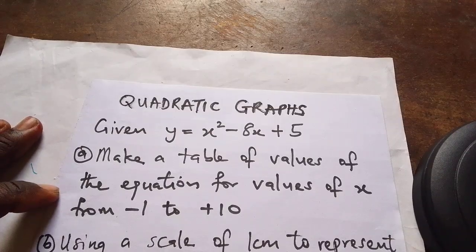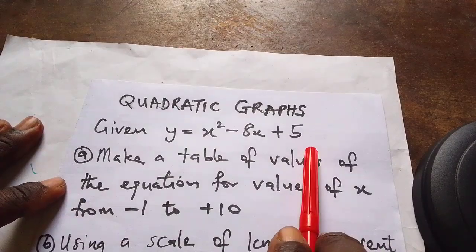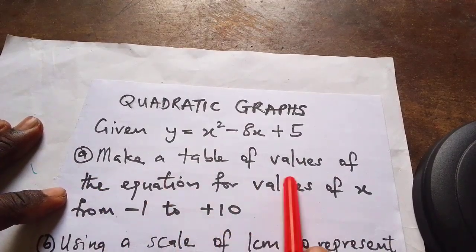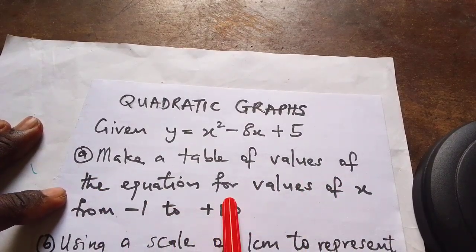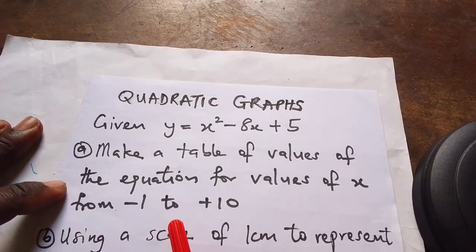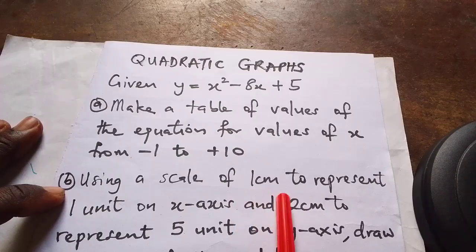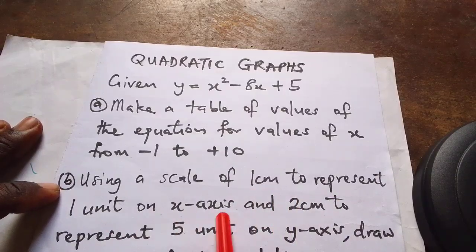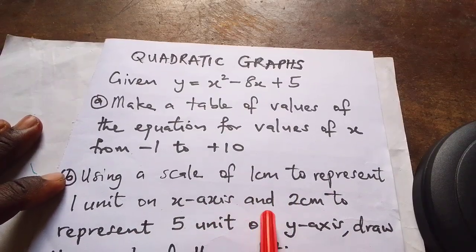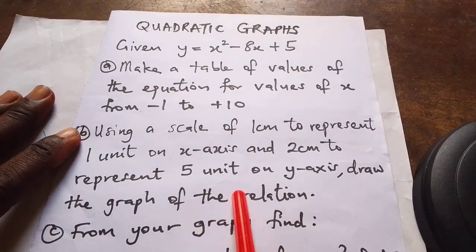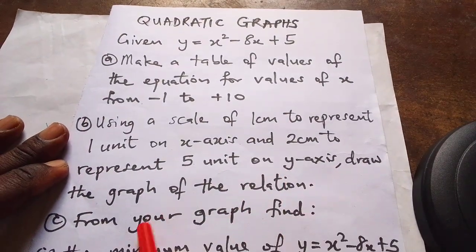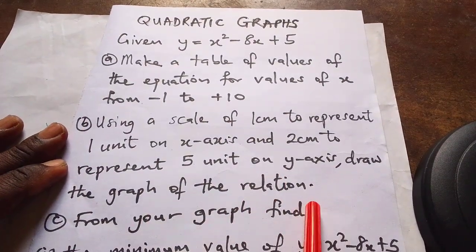Given y equals x squared minus 8x plus 5. A. Make a table of values of the equation for values of x from minus 1 to plus 10. B. Using a scale of 1 centimeter to represent 1 unit on the x-axis and 2 centimeters to represent 5 units on the y-axis, draw the graph of the relation.